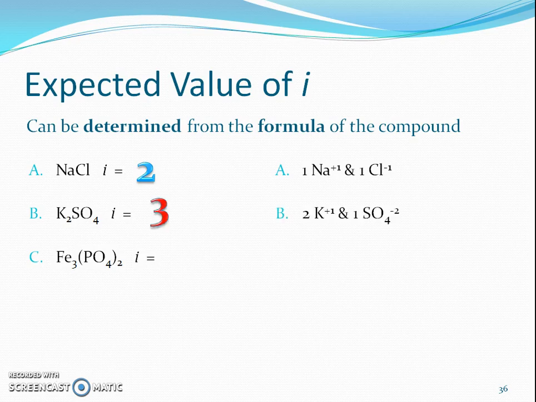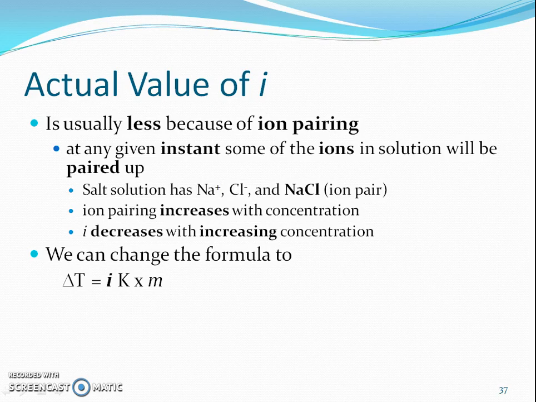Again, we're breaking up into 2 K plus 1s and 1 SO4 negative 2. And letter C, ooh, lots of particles there, right? 3 irons and 2 phosphates. So the value of i is usually less, right? The actual value of i is usually less because of what's called ion pairing.